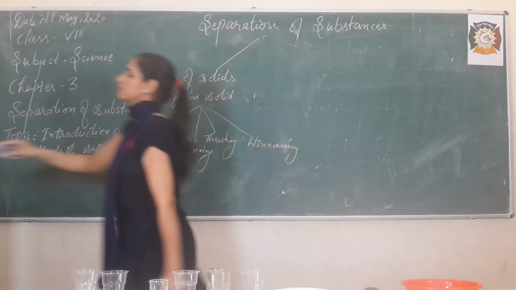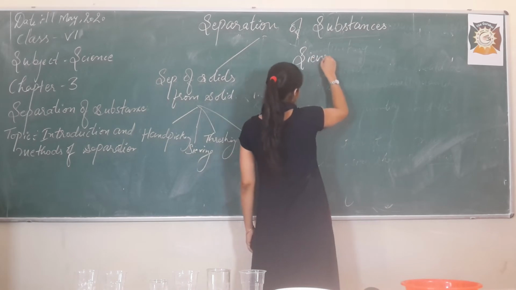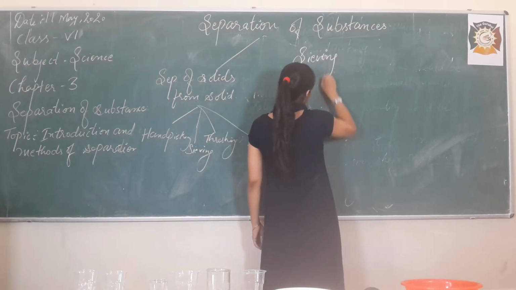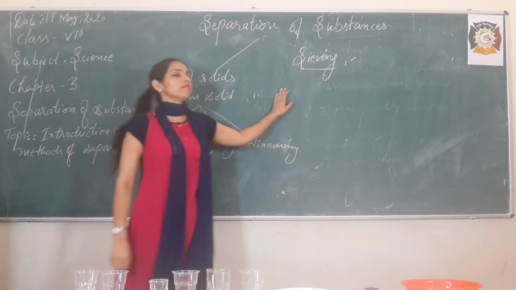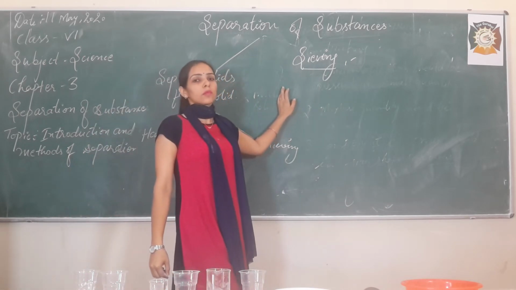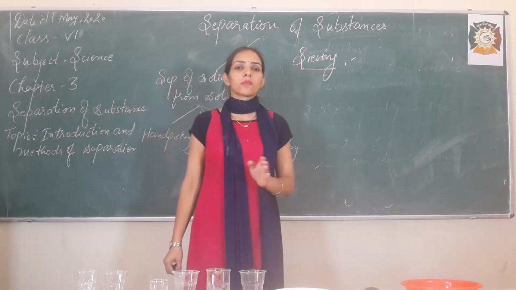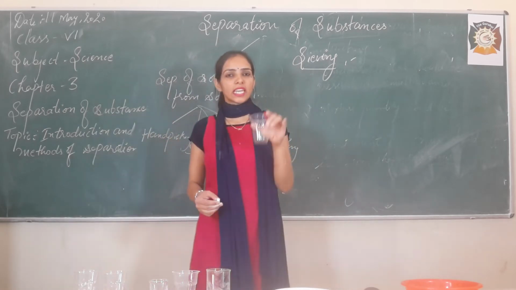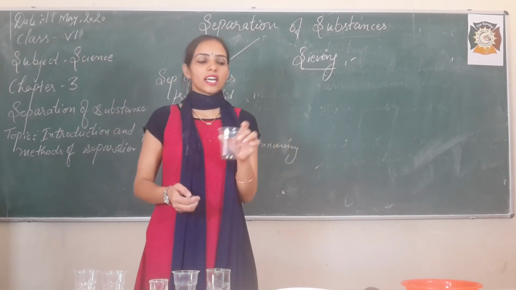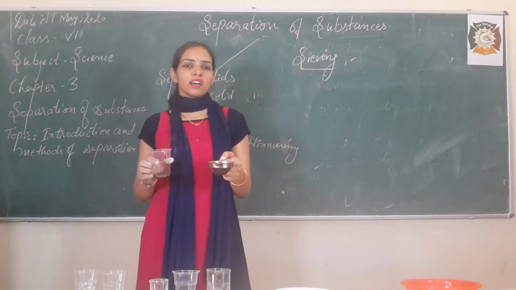Now sieving, this method. Sieving is the process which is used when the components are of different size. For example, when you prepare tea in the morning, your mother uses this strainer. This is called a strainer.